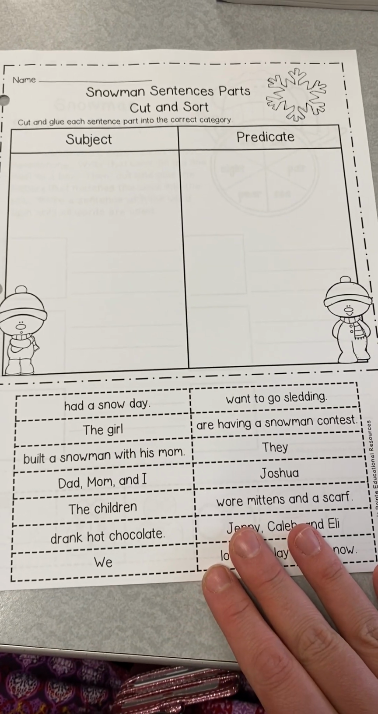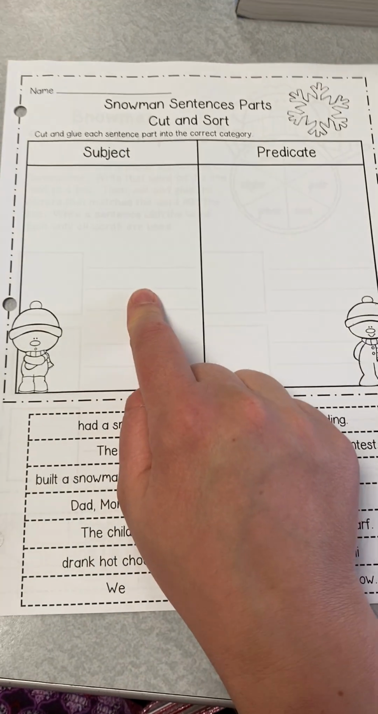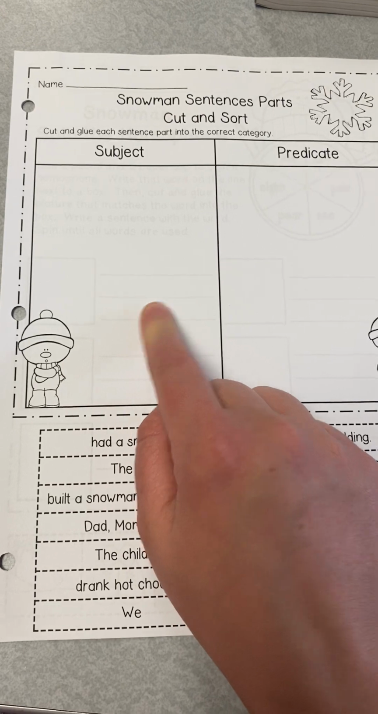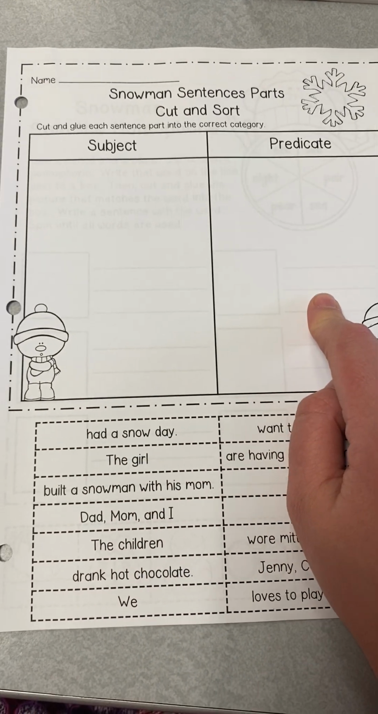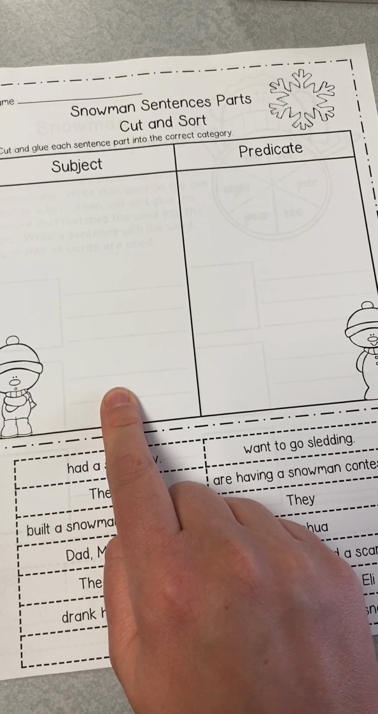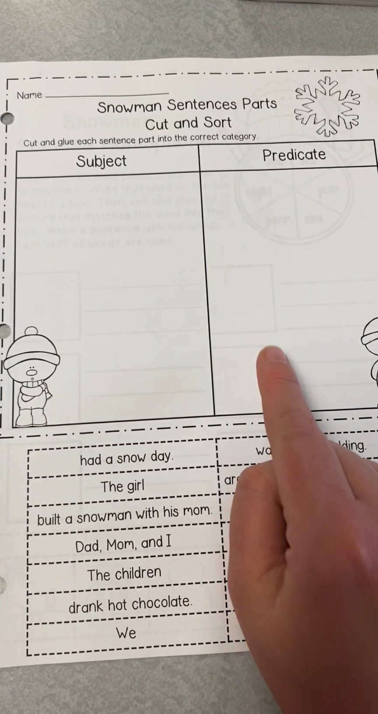For our grammar lesson, we have subjects and predicates. The subject is who or what, and is usually at the beginning of the sentence. And then our predicate starts with the verb. So for example, had a snow day. Is that the subject? Does that tell you who or what? Or does that tell you what they're doing? They had a snow day.